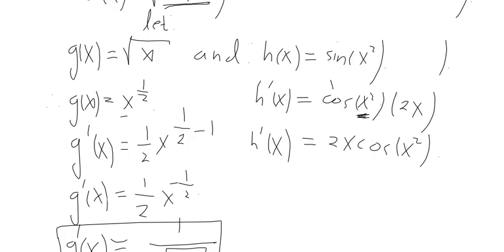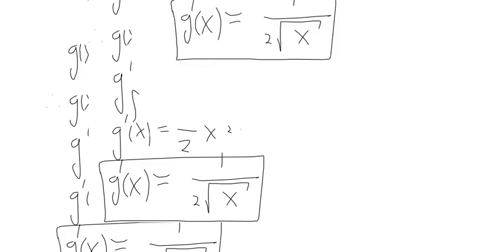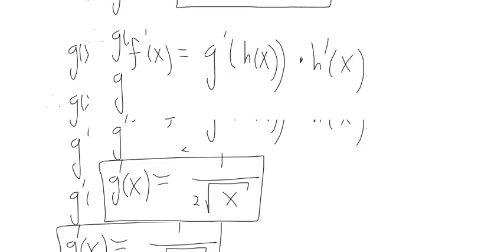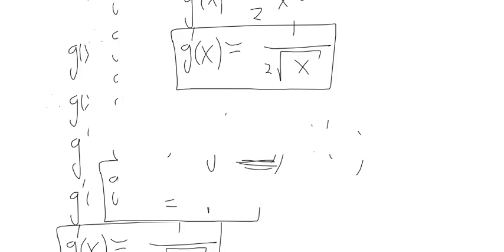So now I have g prime and h prime. Now we can find the derivative of our composite function. So I can figure out what my f prime is. f prime of x is equal to g prime of h of x, bracket, times h prime of x. So substituting this all in, oh yes, almost forgot, we need our h of x here. We need to substitute what h of x is into our g prime before doing this formula.